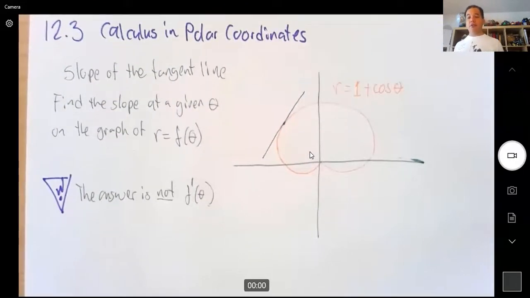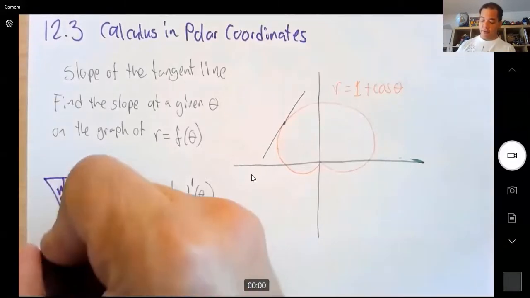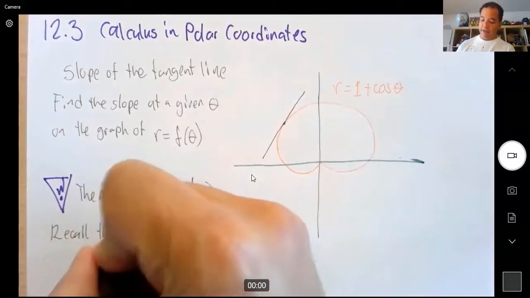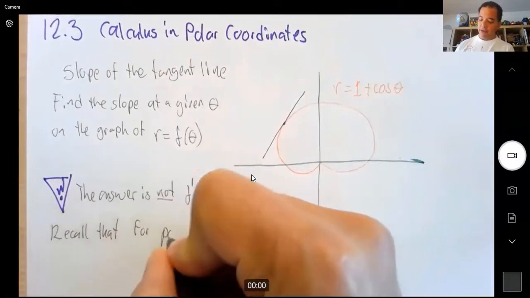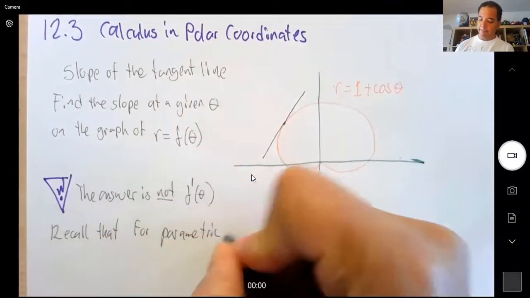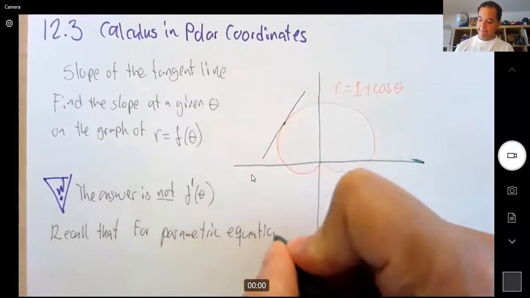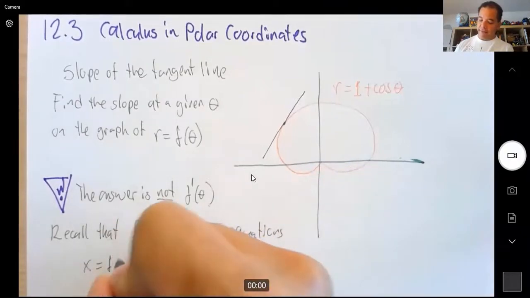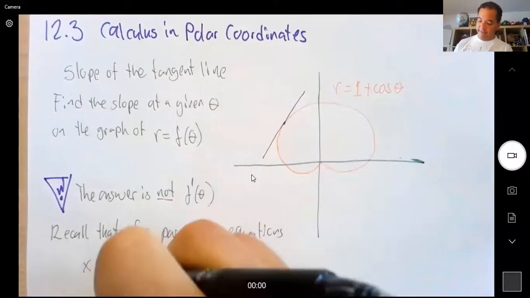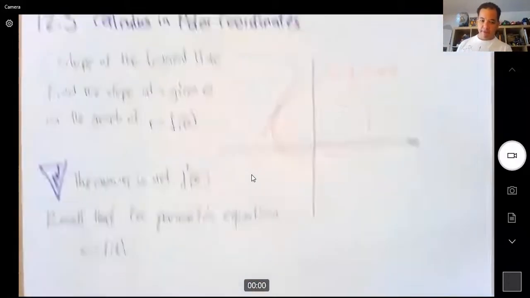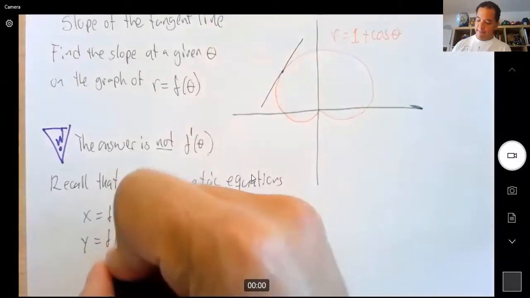Okay, but it's actually not that hard once we think about it, right? The way to think about it is to realize that we already answered this problem for parametric equations. So let me just write it here. Recall that for parametric equations, x equals f of t, y equals g of t.